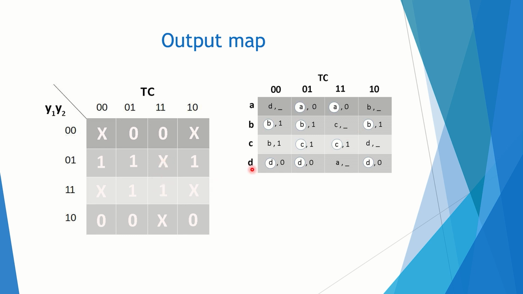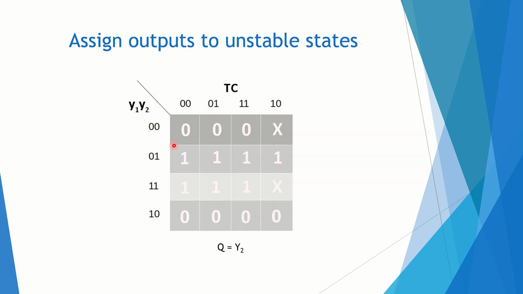Again here C to B, B is not changing, the output is 1, so this should be 1. And here again D should be don't care, this can be 0 or 1, so here it is don't care. And now we can see here this one A is 0, so you should put 0 here. So we assign those values. Here we can group this one, and so Q is equal to Y2. That is the result.